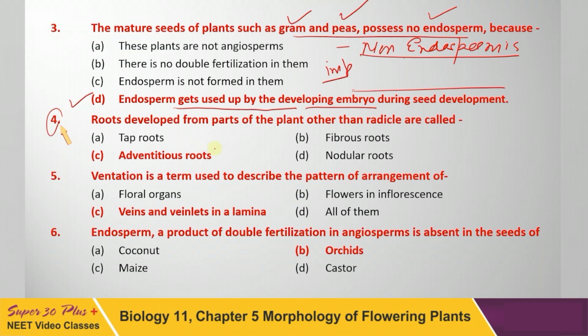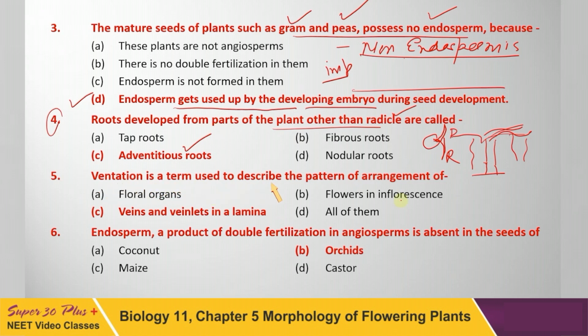Question number 4. Roots develop from part of the plant other than radicle. You must be remembering, in a typical plant, this is plumule and this one is radicle. But as in the case of banyan tree, the roots develop from aerial branches, and so many other examples are there. So these roots which do not develop from radicle are known as adventitious roots.